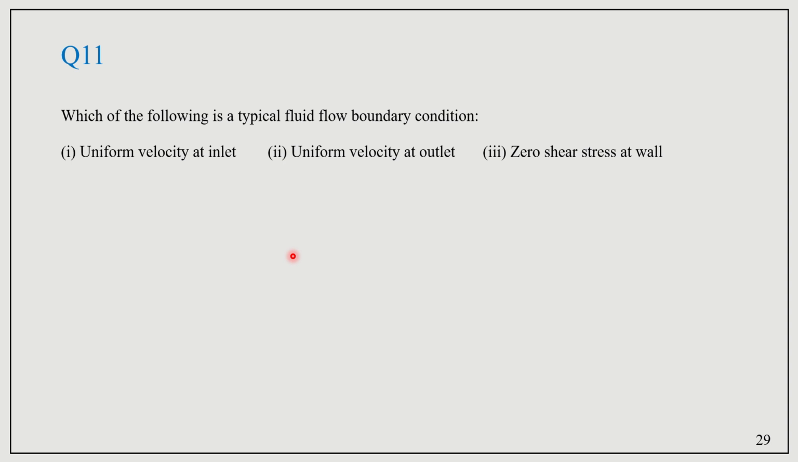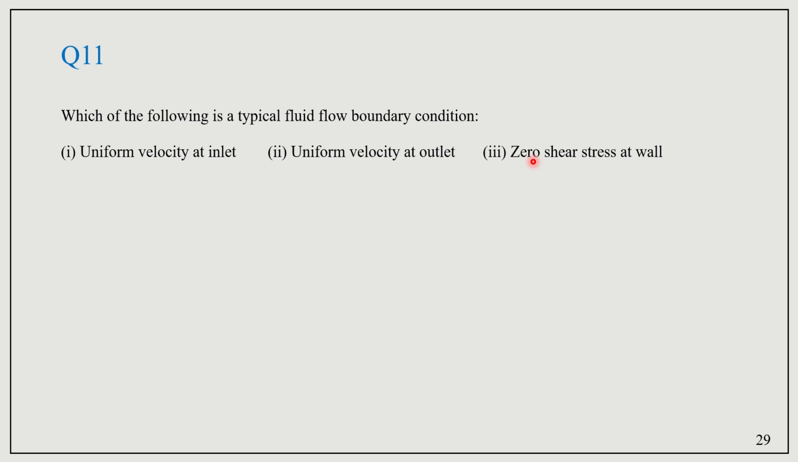In question 11, what is asked is: which of the following is a typical fluid flow boundary condition? There are a few boundary conditions given and we need to identify which is typically used. First one, uniform velocity at inlet. Second one, uniform velocity at outlet. Third one, zero shear stress at wall. So the answer is option 1, that is uniform velocity at inlet is the right answer.